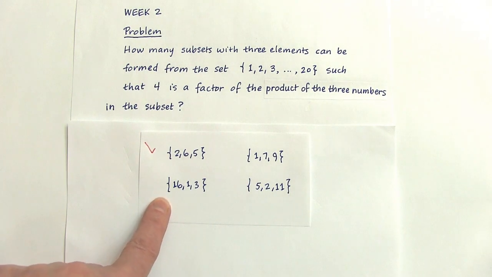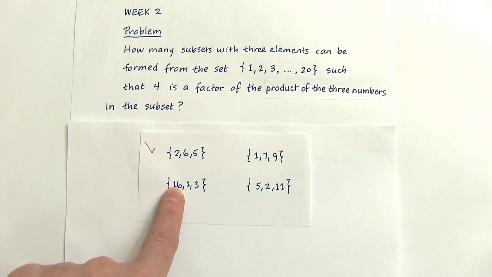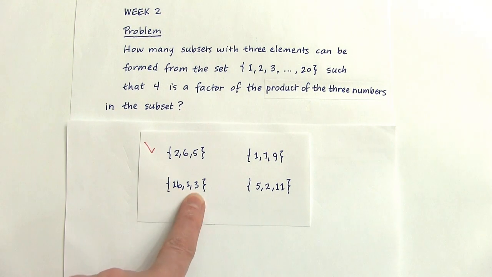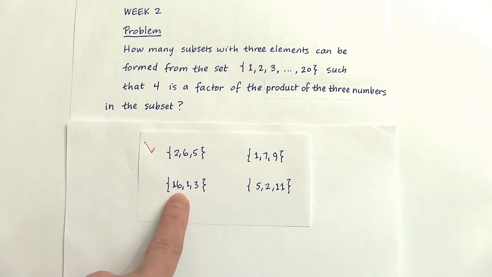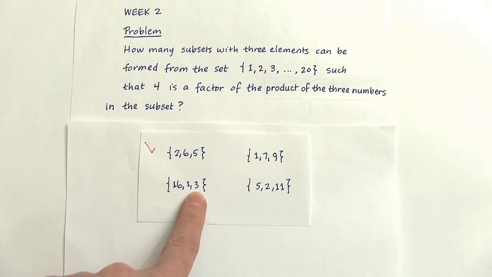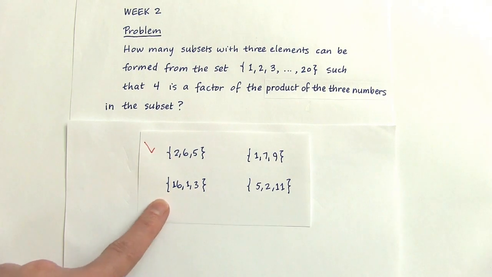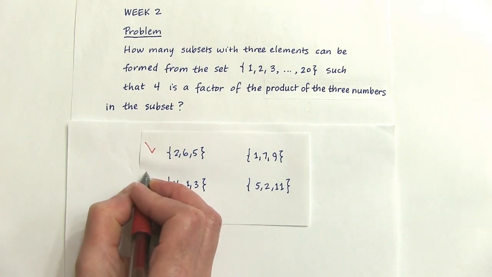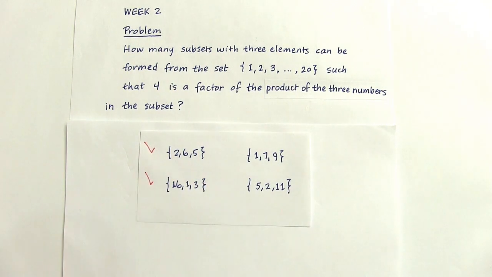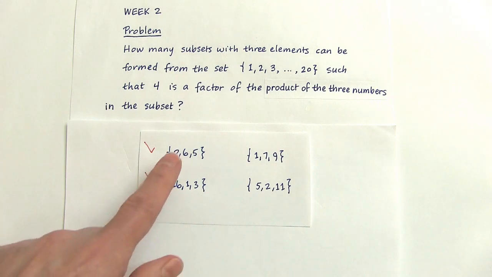Here's another subset, and 4 divides 16. So 4 certainly divides the product, and 16 times 1 times 3 is 48, and 48 divided by 4 is 12, which is a whole number. So this subset satisfies the criteria. So we're trying to count subsets like this.